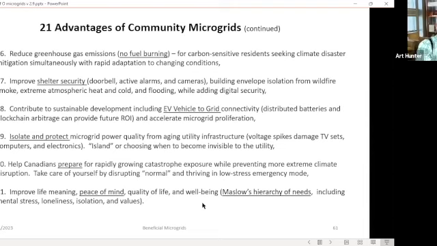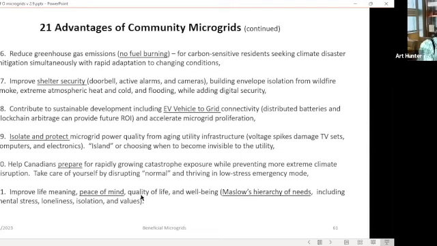Help Canadians prepare for growing catastrophe exposure, because we know that we're going to be subjected to more extreme climate disruptions. And I've taken the position that I'm going to disrupt whatever normal was and operate continuously in a low stress emergency mode, which means that I'm sitting here waiting for a disaster to come, and I'm ready to go. I know exactly what to do, so I'm not going to be caught short when that happens.